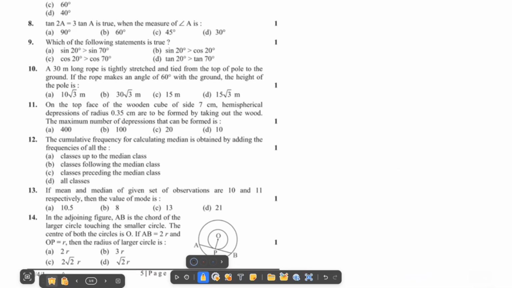Next question, ninth question. Which of the following statements is true? So what is the first statement? It is given that sine 20 degrees is greater than sine 70 degrees.